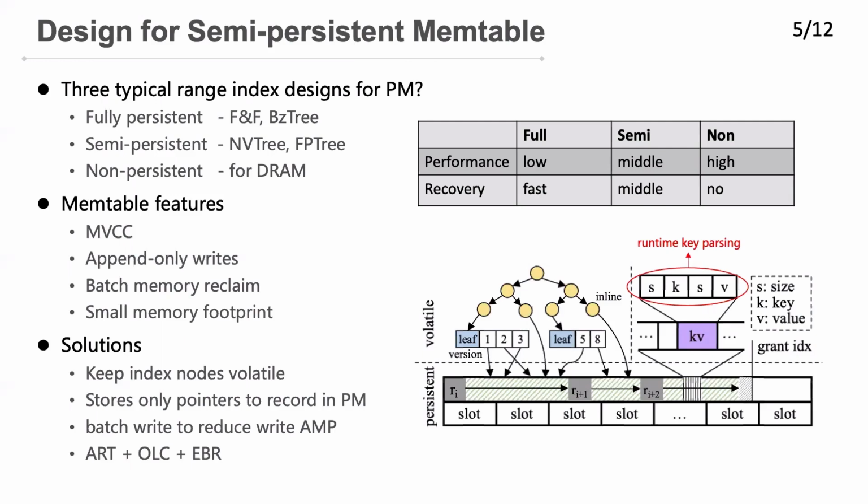The index is designed to be volatile and store the pointers to the real KV records. We also add an array to store the selected versions of a key to optimize for MCC feature. The design avoids the full index scan in case of a pointer lookup. We also observe that the Memtable works in append-only writes and batch memory reclaim, so we batch the writes and sequentially process them to reduce write amplification.